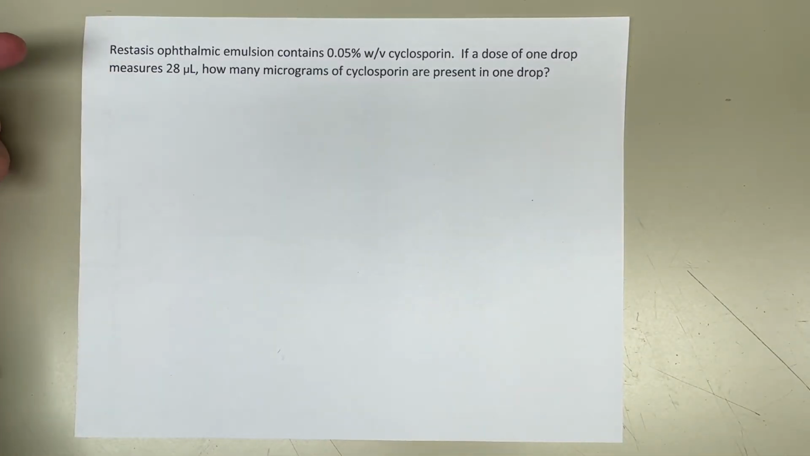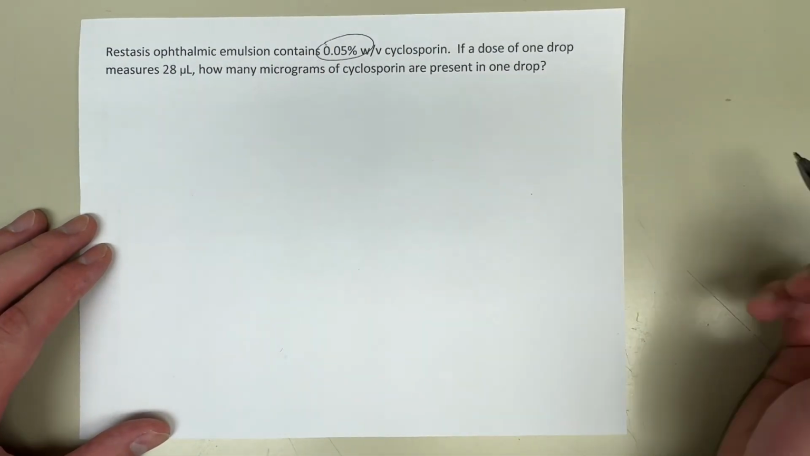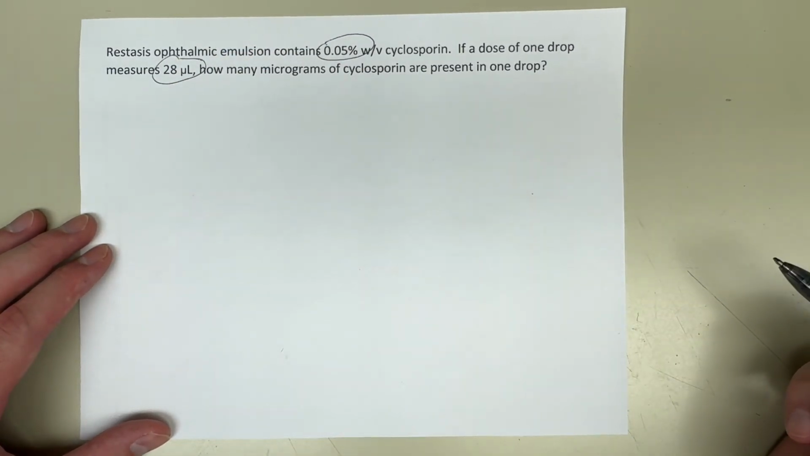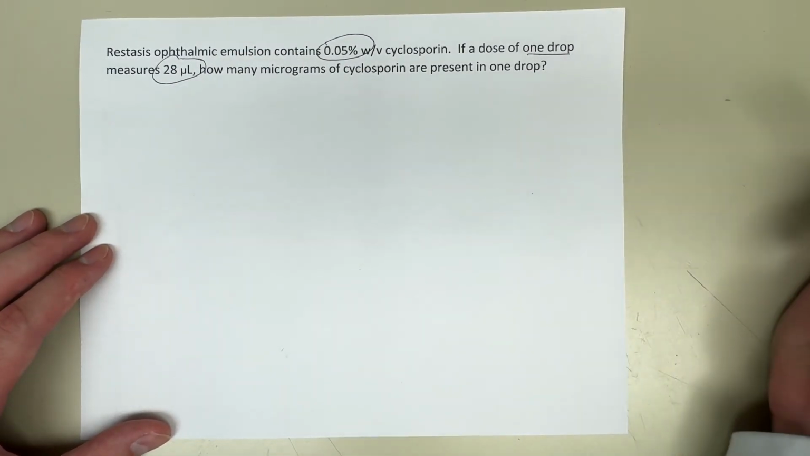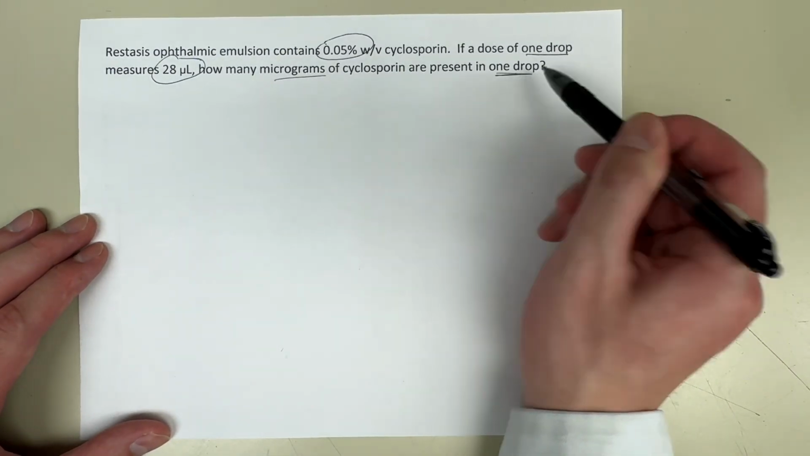Restasis ophthalmic emulsion contains 0.05% weight over volume cyclosporin. If a dose of 1 drop measures 28 microliters, how many micrograms of cyclosporin are present in 1 drop? So make sure you're going to need this as a conversion, and you're also going to be using this, 28 microliters. And we tell you 1 drop.